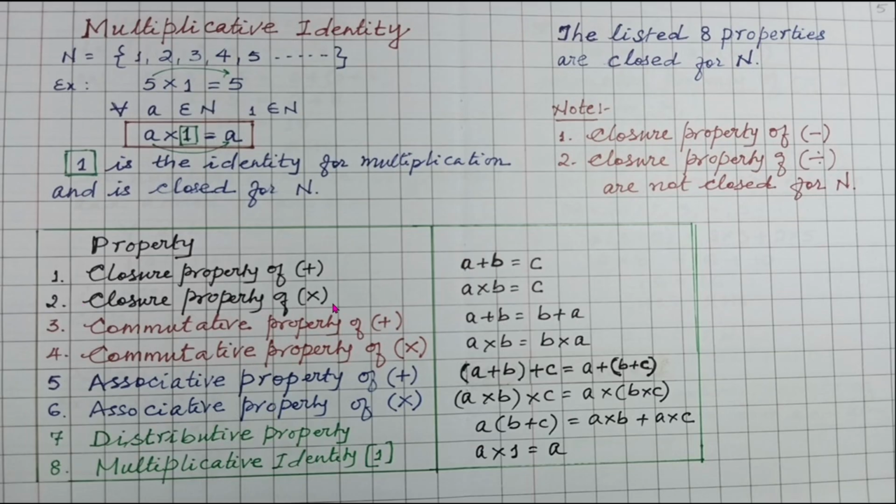So also the closure property of multiplication, commutative property of addition, commutative property of multiplication, associative property of addition, associative property of multiplication, distributive property, and multiplicative identity. So these are the 8 properties which are closed for the set of natural numbers, and these are the general forms of the properties which are closed for the set of natural numbers.